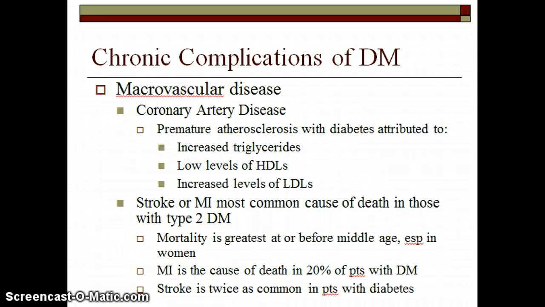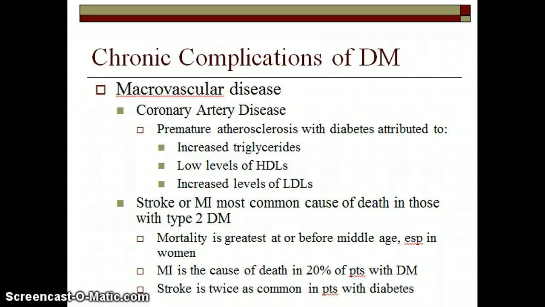Now, complications of diabetes can also continue. We're going to talk about macro, so think big. Macro means big, and vascular, we're talking about vessels. So big vessels are macrovascular disease. Remember, think back to when we talked about cardiac and coronary artery disease. With diabetes, you can have a premature onset of that atherosclerosis. That means you're going to have increased triglycerides. Our healthy or HDL cholesterol is going to go down. Our bad or LDL cholesterol is going to go up, and that increases our risk for coronary artery disease.